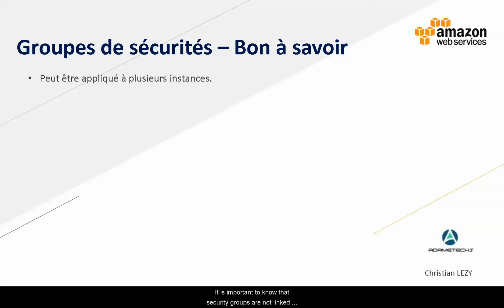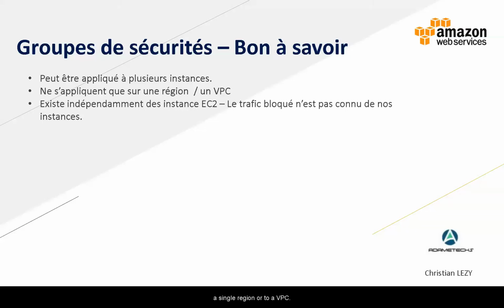It is important to know that security groups are not linked to a single instance. We can assign a security group to several instances, several resources. A security group applies to a region. We have already seen the notion of regionality of some services, and the security groups can also only apply to a single region or to a VPC. Security groups exist independently of EC2. This means that when traffic is blocked by our security group, our instance is not informed at any time.